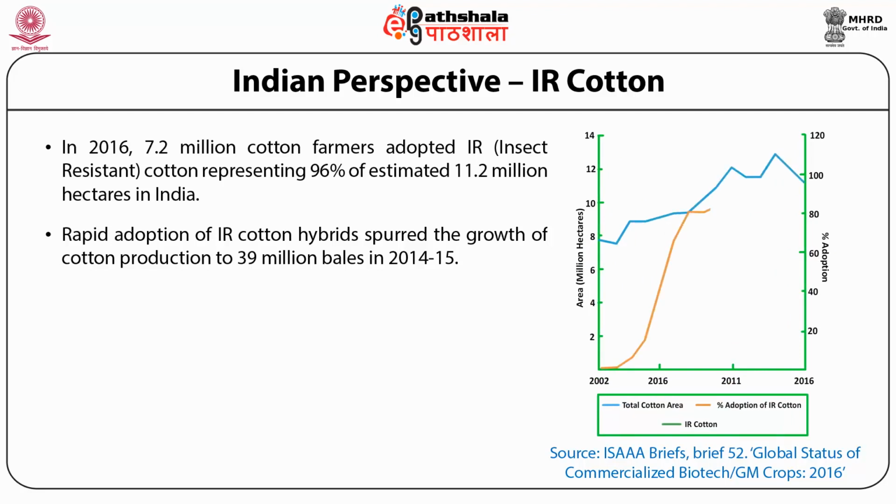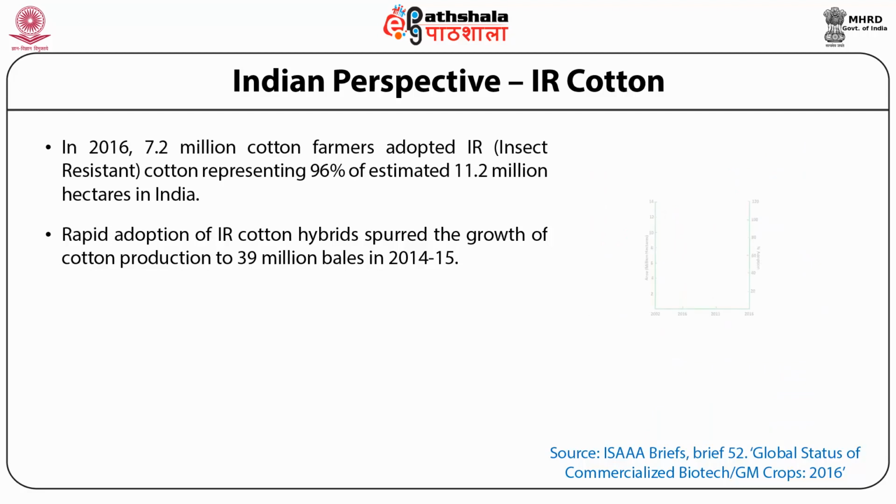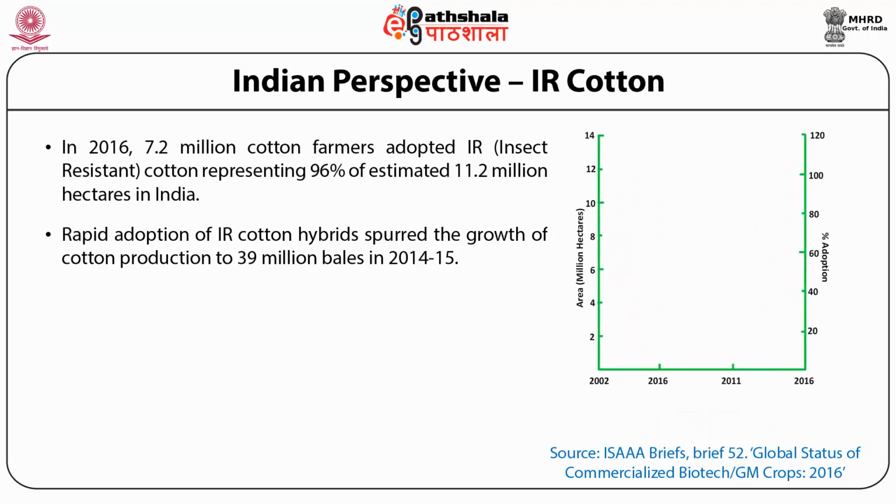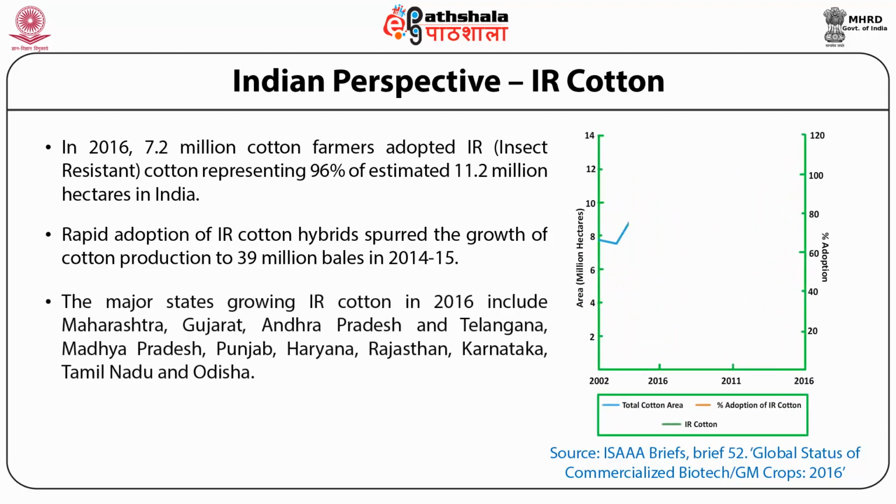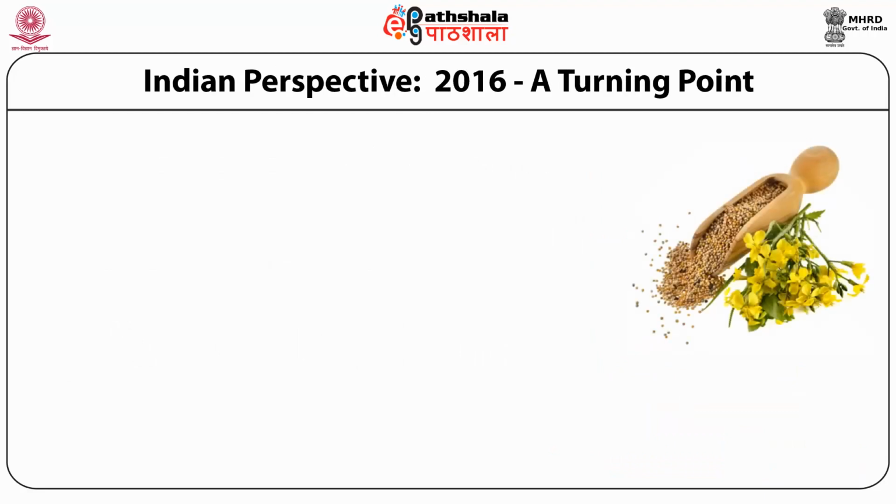BT cotton, or IR cotton, is the same, where genes from the bacterium Bacillus thuringiensis have been used to develop an insect resistant variety. 11 states in India are growing IR cotton nowadays. To name some of them, Maharashtra is leading, then Gujarat, Andhra Pradesh, Telangana, Haryana, Rajasthan. We can also say 2016 was a turning point from the Indian perspective.